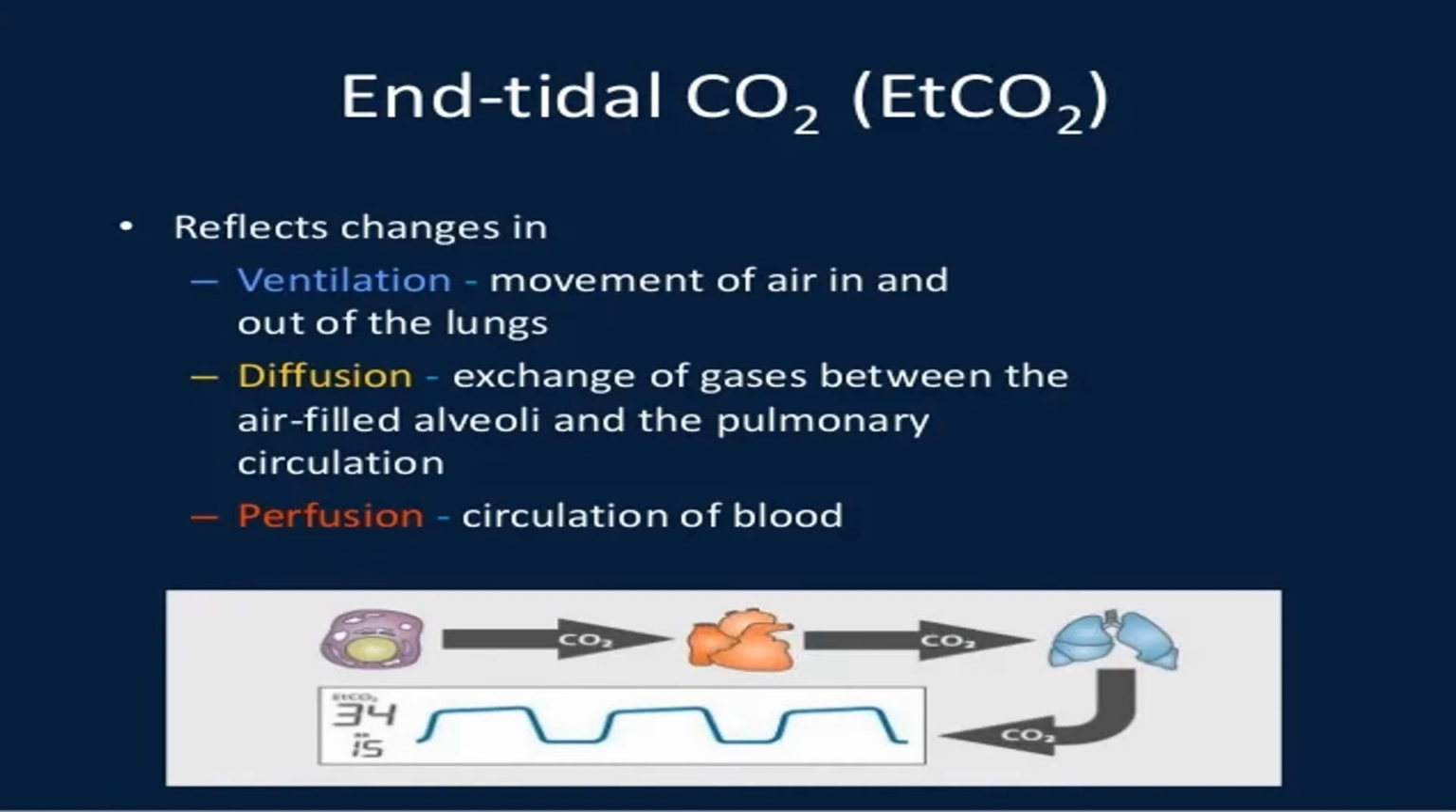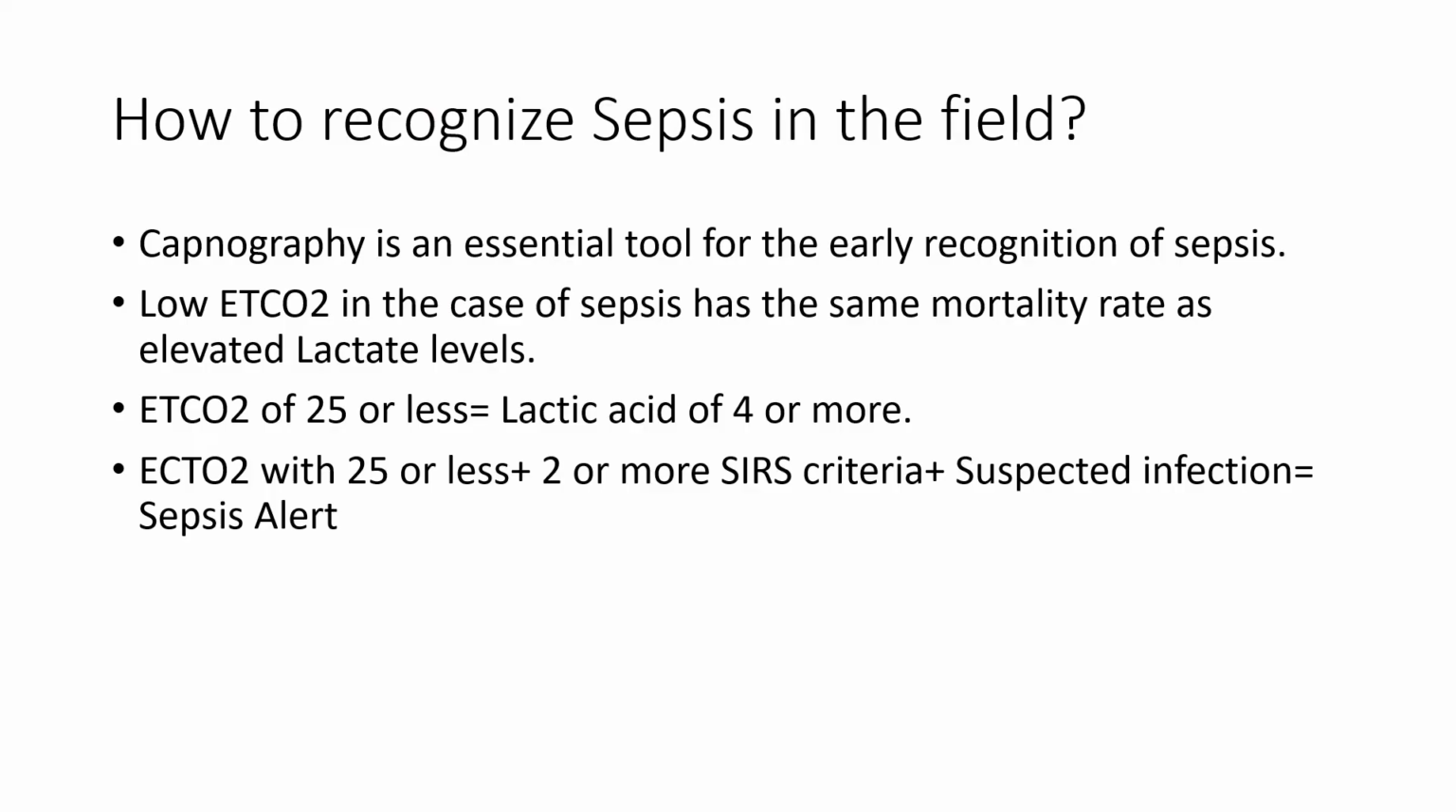If their blood pressure is low, that means decreased perfusion, which means an increase in lactic acid levels. There are a lot of studies supporting this, and they found a sweet number for us to go off of, which is an end-tidal CO2 of 25 or less, which correlates with a lactic acid greater than 4. Remember, as I said, a lactic acid greater than 4 correlates with a high mortality rate and is what the hospital uses to base their treatment off of and tell them how sick this patient is.